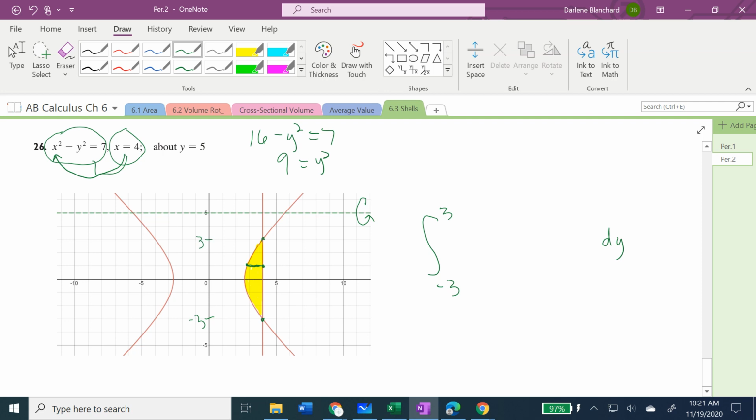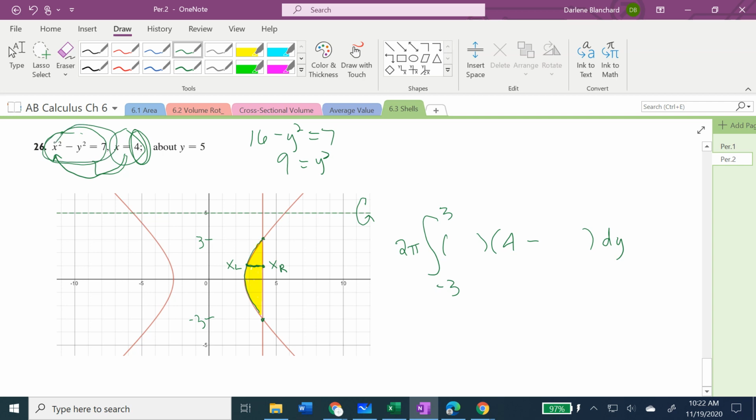Then the area formula for your cylindrical shell, 2 pi r h. And I'm going to start with h because we're familiar with it. To find the length, I need the right x minus the left x. The right x is 4 minus the left x.